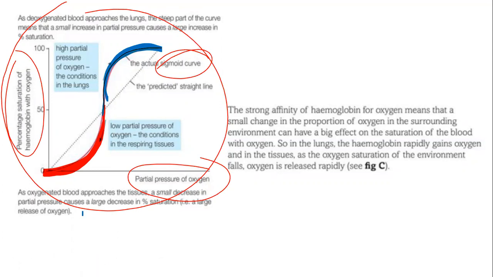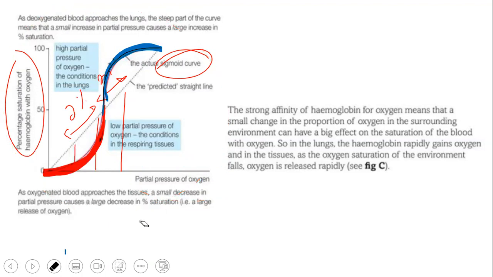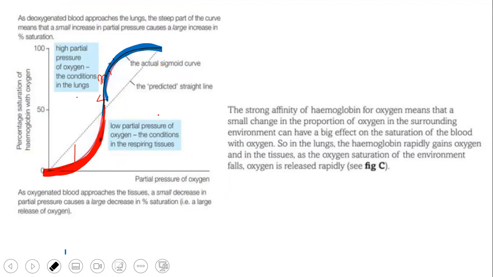Now, one thing that we need to observe and understand is this. If it was a directly proportional linear relationship, the percentage increase would be constant. From here to here, or from here to here, if you compared it, the increase would be constant. If it was increasing, for example, by 20%, this would also increase by 20%. The rate of increase would be constant. But that is not what actually happens with our hemoglobin. The rate of increase of saturation is not constant.